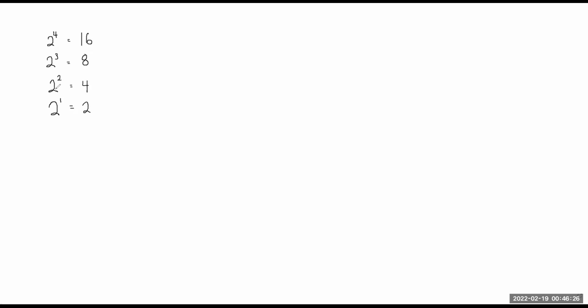Right? This is 2 times 2. So maybe I'll write that down. 2 times 2. This is 2 times 2 times 2. And this is 2 times 2 times 2 times 2. So visually speaking, what is happening every time I increase in the exponent? As my exponent gets larger by 1, what happens to the values?